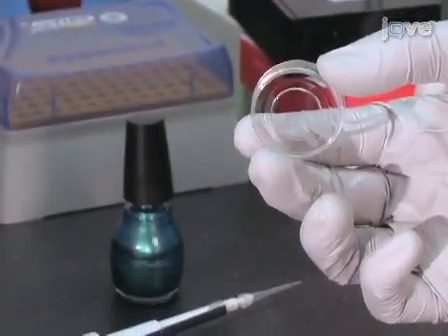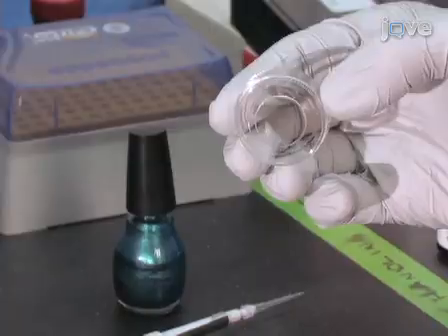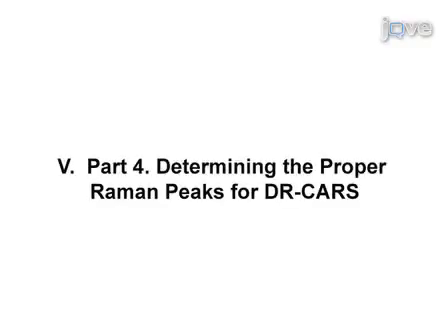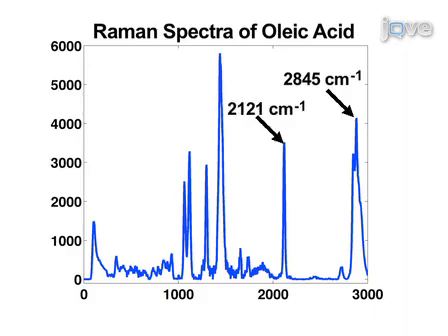Now let's see how to determine the proper Raman peaks for DR CARS. In order to properly take advantage of the doubly resonant enhancement effect, the Raman spectra of both Raman resonant substances must be known. Typically, these are 2,845 inverse centimeters associated with lipids and 2,121 inverse centimeters for the CD stretch mode associated with the deuterated glucose.